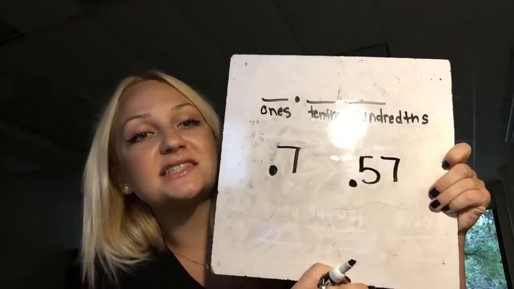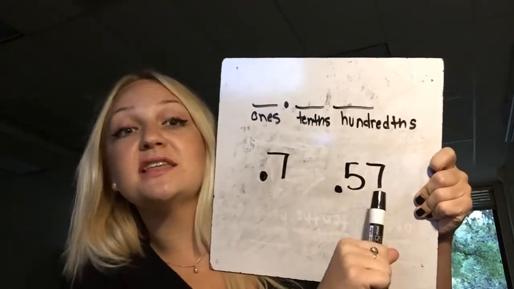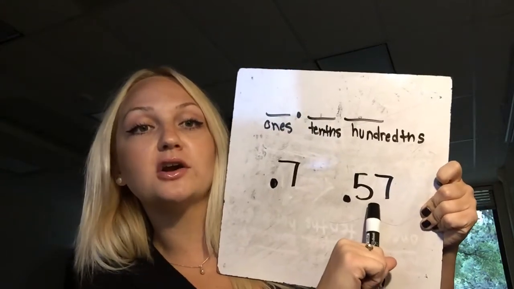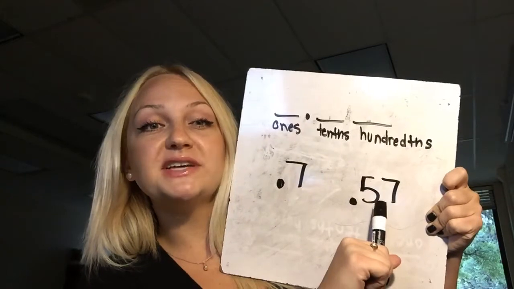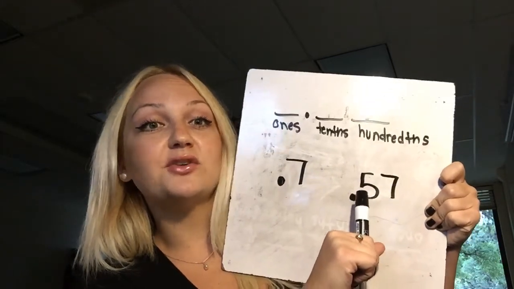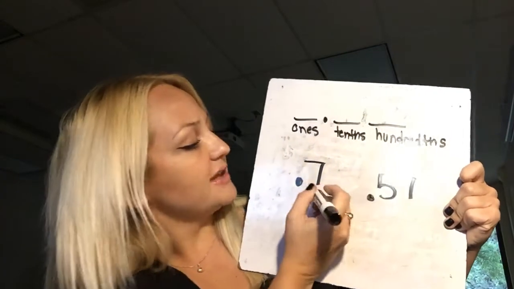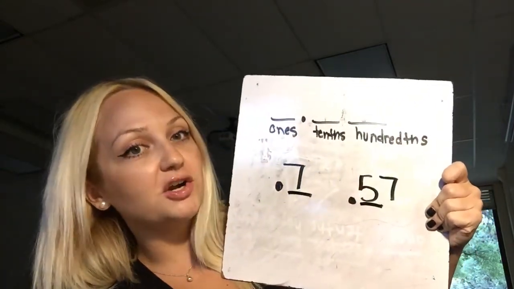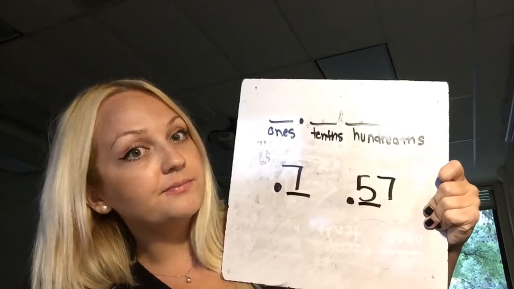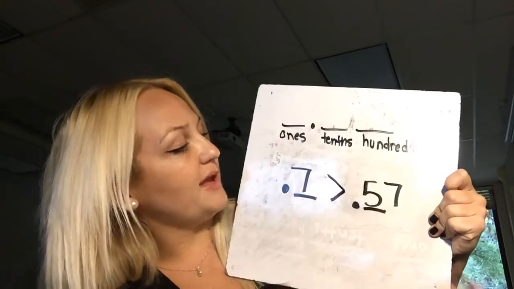7 tenths compared to 57 hundredths. So a lot of times kids will see this and they'll say this has two numbers, so this is the bigger of the two. Well, you have to actually start at the largest place value to see if that's accurate. So we look here, there's nothing in the ones, nothing in the ones. Check the tenths, 7 and 5. What's bigger, 7 or 5? 7. So the 7 is actually bigger.